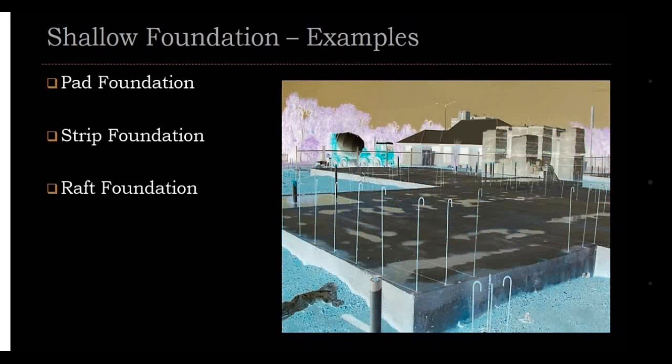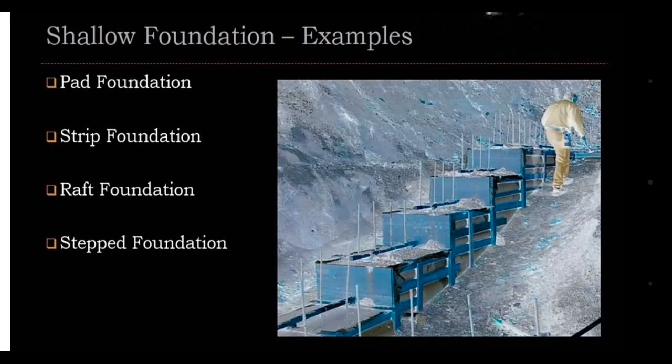Next is raft foundation. If the bearing capacity of soil is low or there are heavy loads on the structure, then we use raft foundation. It is also known as mat foundation, in which a single slab for the whole structure is cast and columns are built on it. Next is stepped footing. If there is a sloped area, then we use step footing.